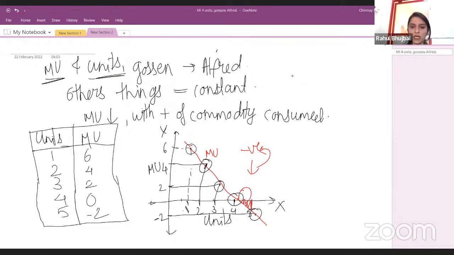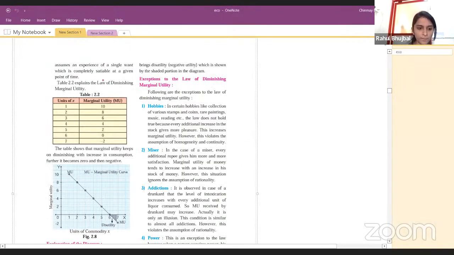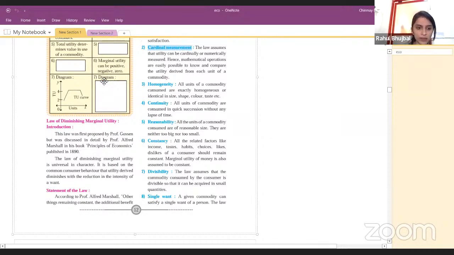So what can we say? That marginal utility is decreasing with every additional unit of commodity consumed. Is that clear? Is the law clear to every one of you? So shall we read it from the book? Do you all want me to read it?